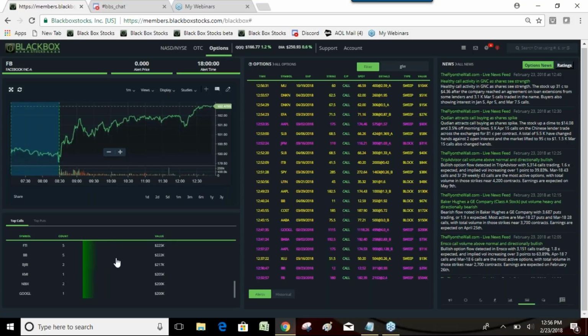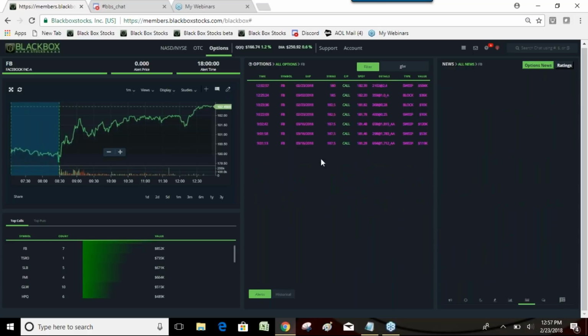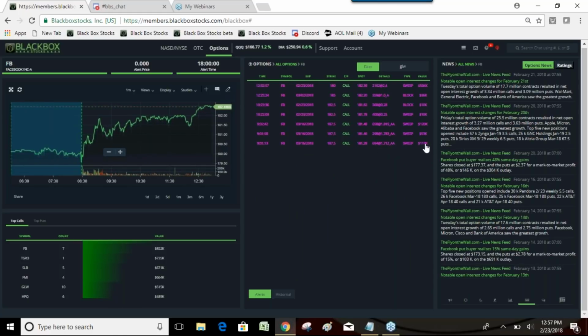Now let me give you an example of one we played today. We followed Facebook. Oh, there it is. So this is what we played, one of the many we played, actually. Right here, AA, above the ask, that's what that means. So this sweep was $119,000 above the ask. Next sweep, 45 seconds later, another 53,000 above the ask.